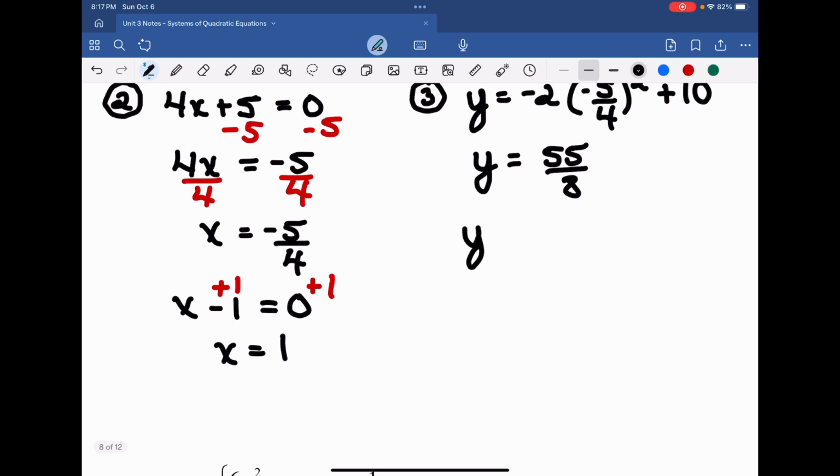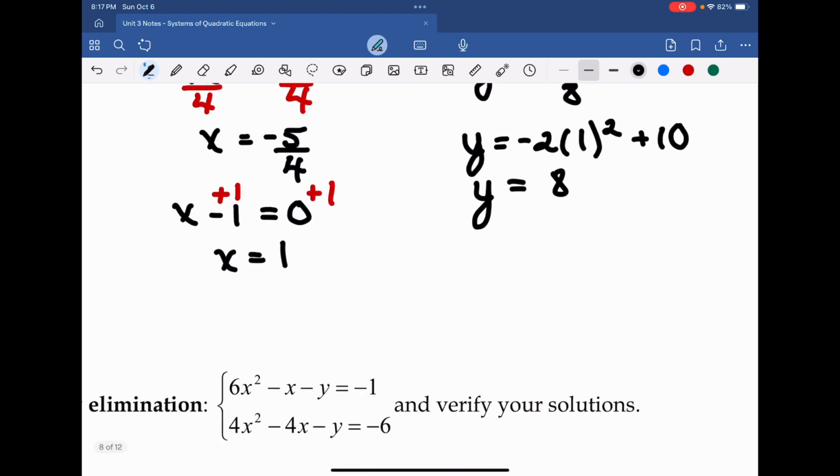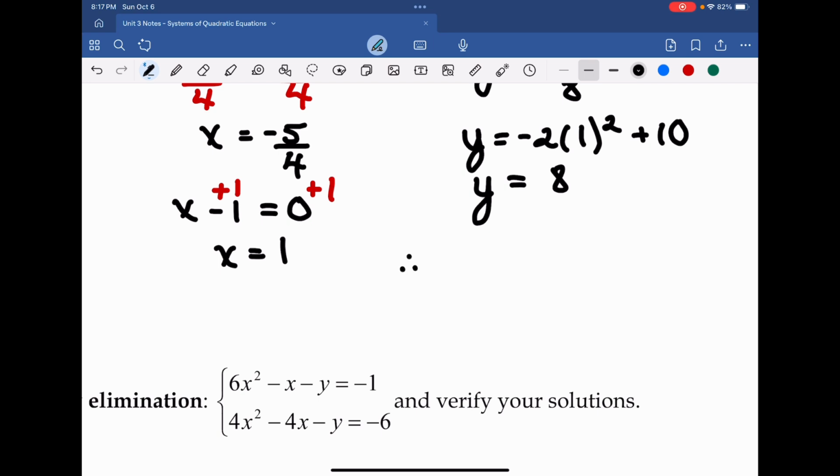Now for our second one, it's going to be y is equal to negative 2 times the 1 for the x value squared plus 10. This gives us y is equal to positive 8. Excellent. So now let's put these as ordered pairs. For the first one, it's going to be where x is equal to negative 5 over 4, and the y value was 55 over 8. There we go. And let's just try and clean it up just a tad.